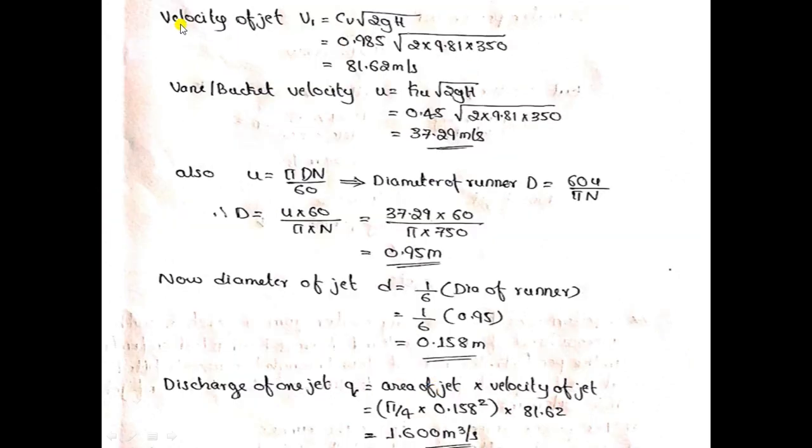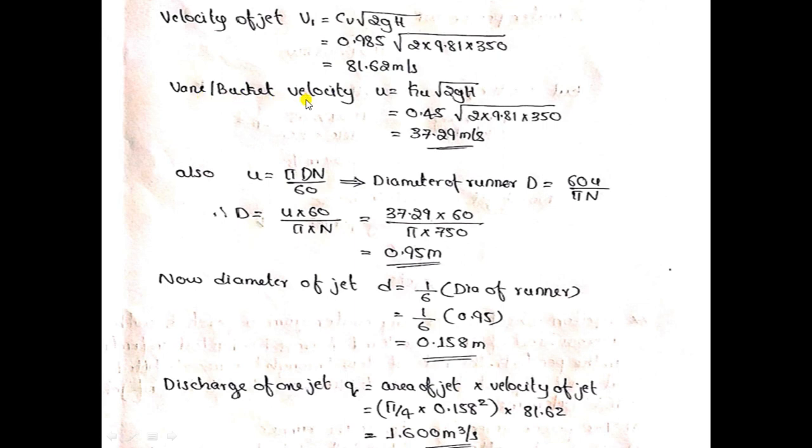Now, the velocity of the jet is given by the formula V1 is equal to Cv into square root of 2gH. So if we substitute all the values, the coefficient of velocity is 0.985 and the net head is 350 meters, we will get the velocity of the jet as 81.62 meters per second.